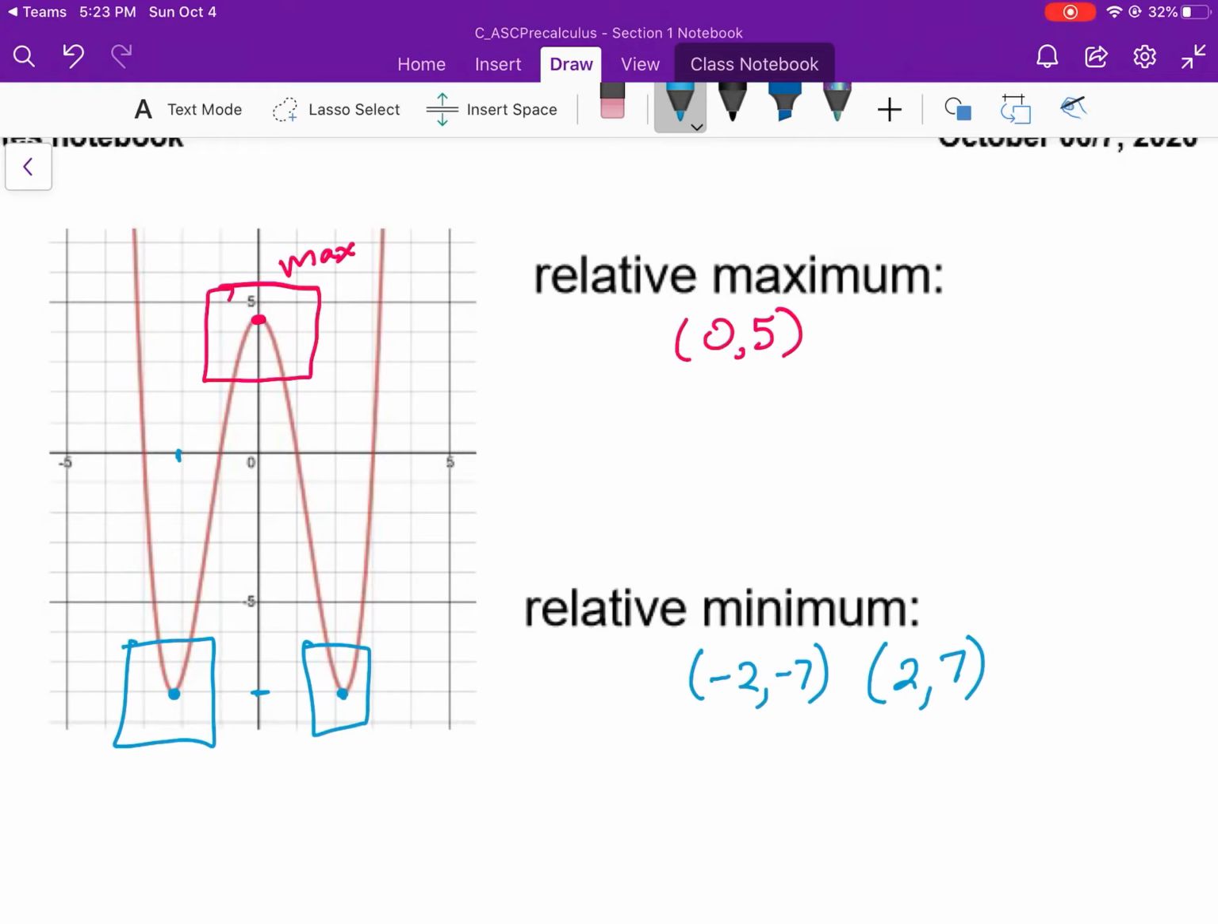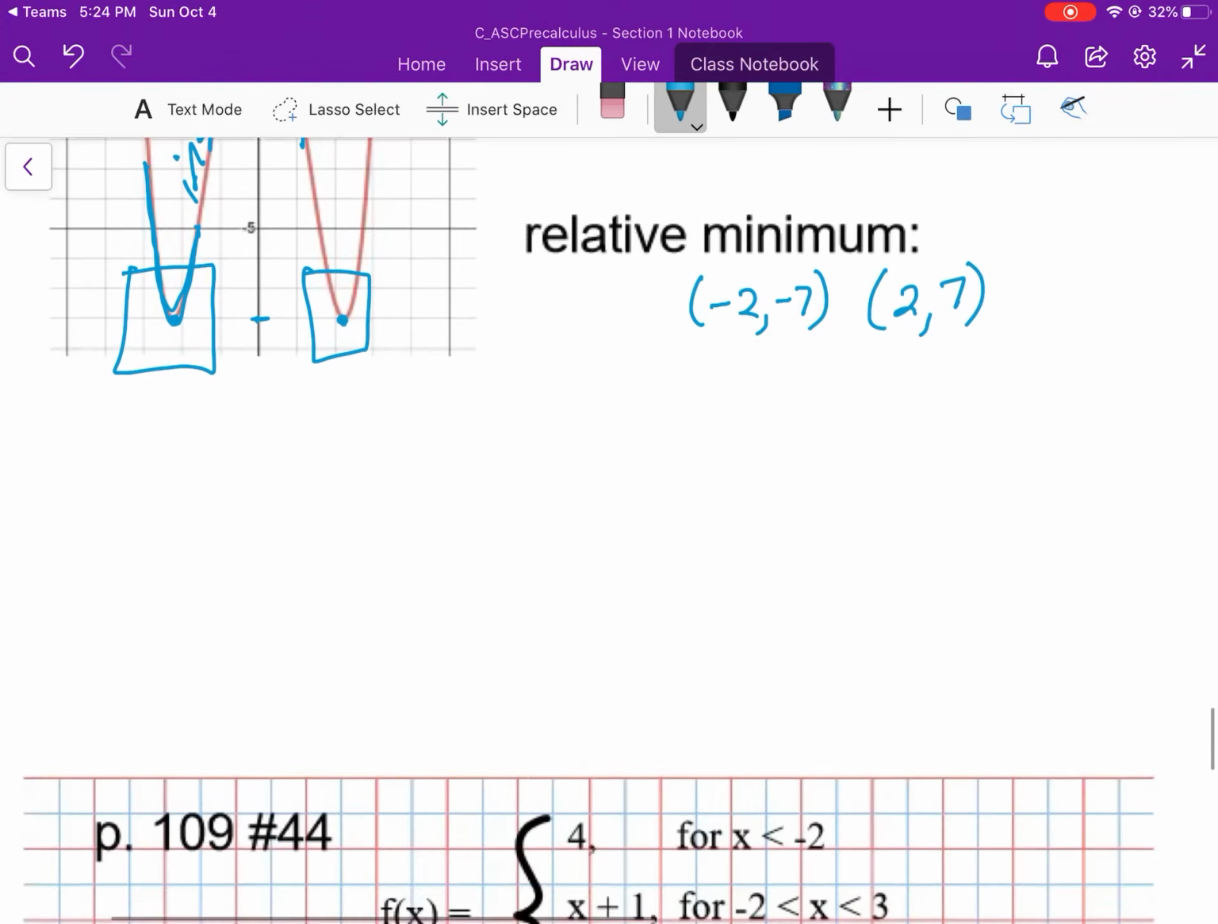Notice a maximum happens when you go from increasing to decreasing. Notice where your maximums are. And minimums are where it goes from decreasing to increasing. Decrease to increase. Those are your minimums. Not really that big of a deal, but I just want to point it out.